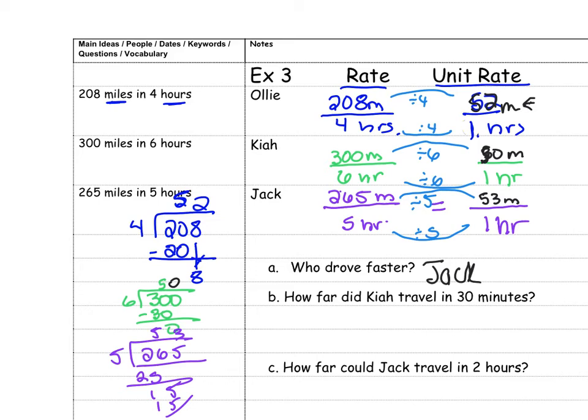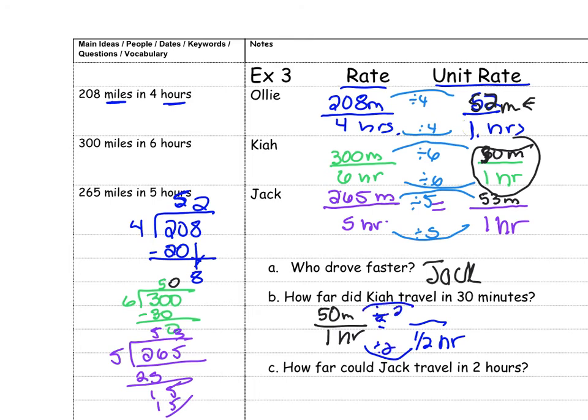How far did Kaya travel in 30 minutes? So I'm going to come over here to find my unit rate. Kaya drove 50 miles in 1 hour. We want to know how much in 30 minutes. 30 minutes is 1/2 of an hour. So I need to divide that 1 by 2. I'm going to divide that 50 by 2 to get 25 miles per half an hour.